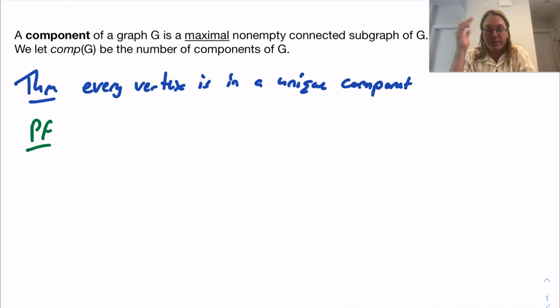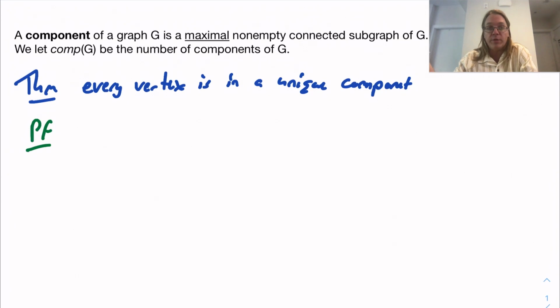Now, how are we going to prove this thing? We need to prove that for every vertex V, it is in a unique component. So again, go back to the definition of component. A component is a maximal, non-empty connected subgraph. So we have to show that this vertex V is in a unique maximal, non-empty connected subgraph.